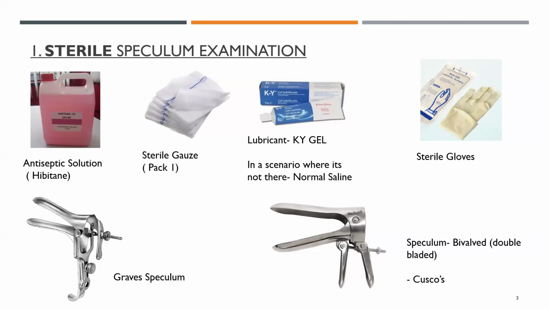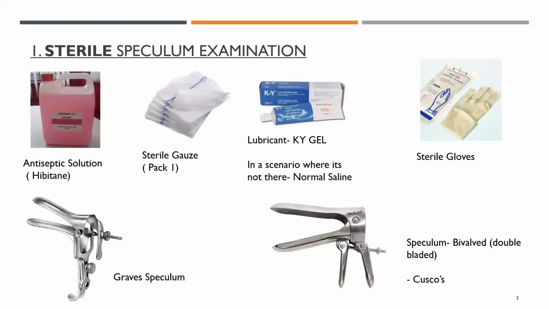The next thing we need is lubricant gel, which is KY gel. In our scenario, we normally have KY gel available. In a rare situation where it's not, ideally, then use normal saline, but it's not recommended. It's better to always have KY gel. The next thing is sterile gloves. Make sure you have that in your size. Followed by it, our bivalved speculum, the equipment that's needed.